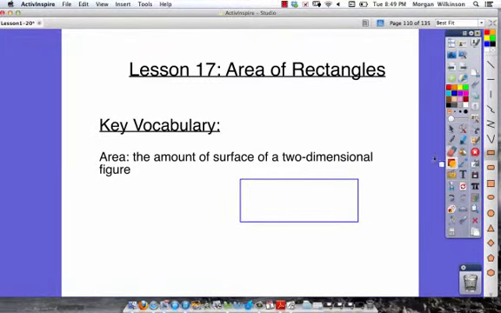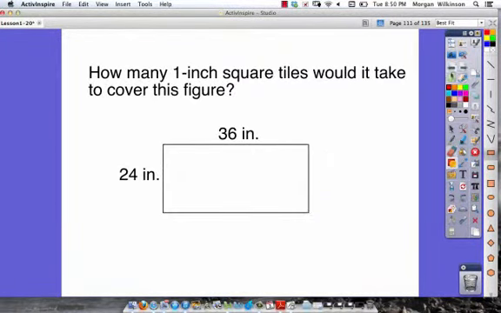So the rectangle that we have here in blue is going to have more area than the rectangle that we have here in red because it's bigger. Area is measured by how many little squares we could get inside of this rectangle. Let's go ahead and look at how we would solve a problem about area of rectangles. This one says, how many 1-inch square tiles would it take to cover this figure?